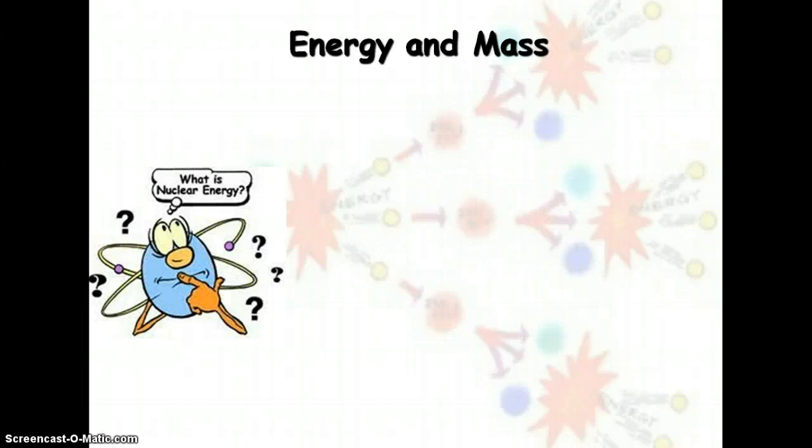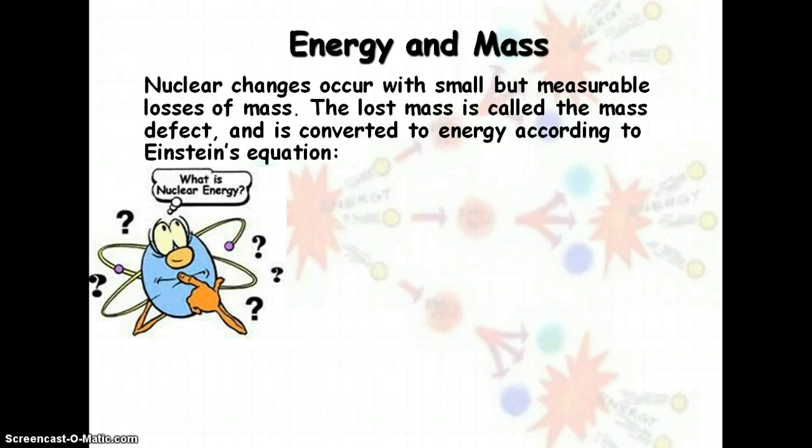What is nuclear energy? Well, whenever a change occurs in the nucleus, we see a small but measurable loss of mass. The mass that we lose is called the mass defect. And this mass is converted to energy according to Einstein's equation, E equals mc squared.